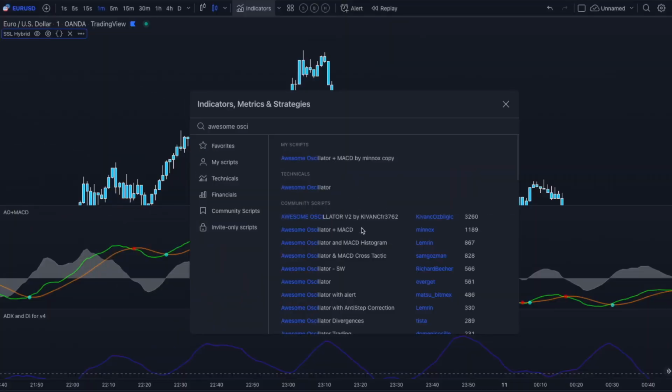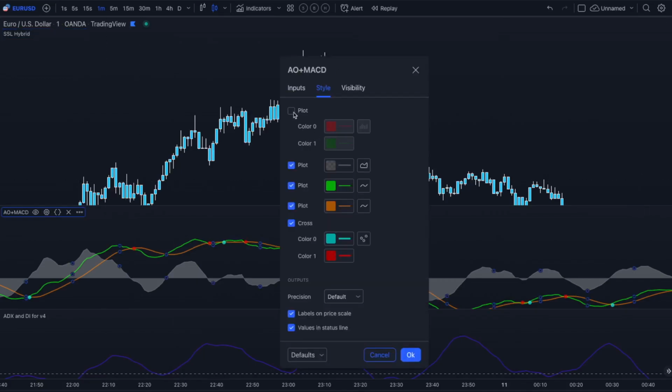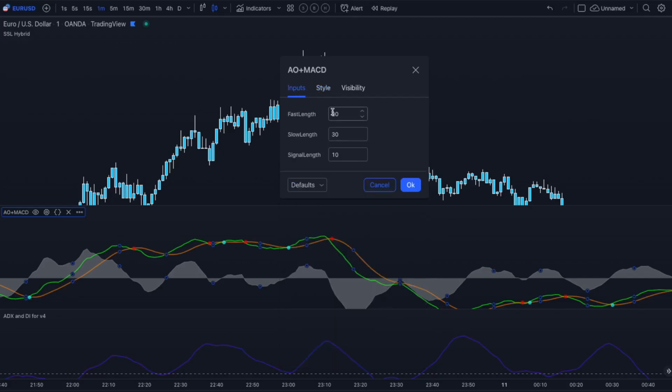The second indicator we are going to be using today is the Awesome Oscillator plus MACD by Minex. So we choose this indicator here and we've got it on the chart, and we are going to turn off the plot in here and turn on the second plot right here. Everything else stays the same, and in the input section we are going to change the fast length to 20, the slow length to 30 and the signal length to 10.